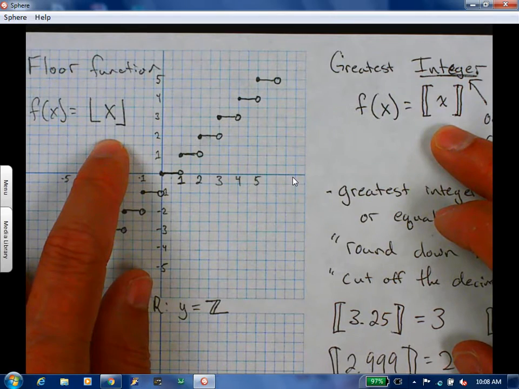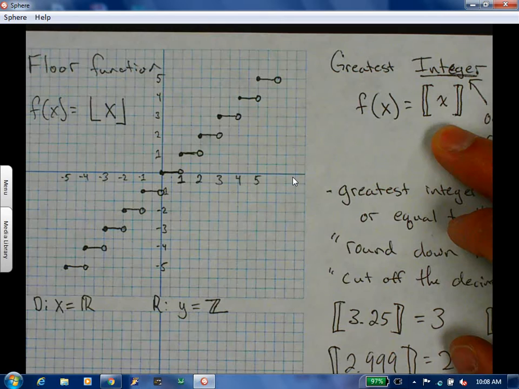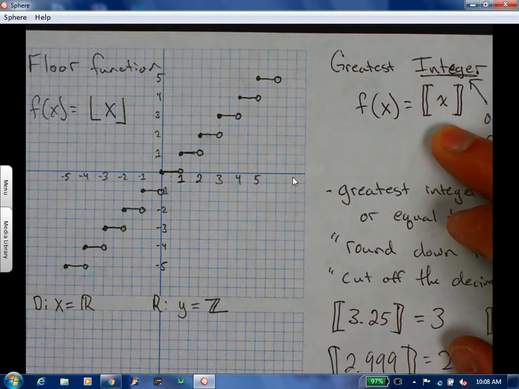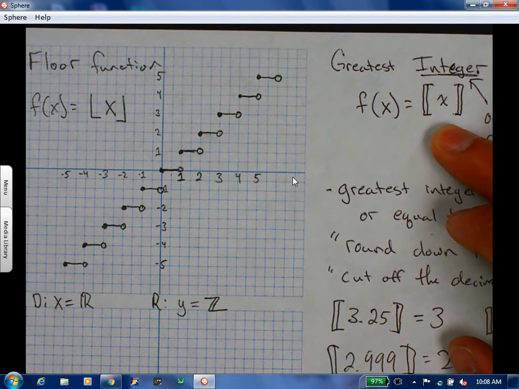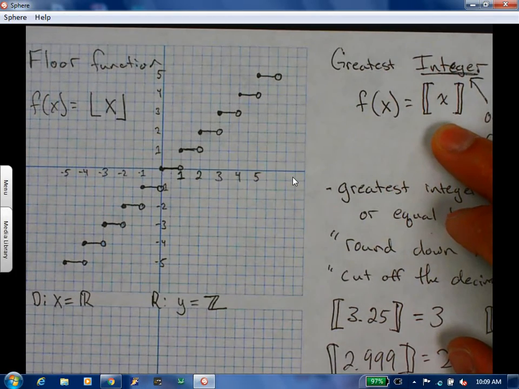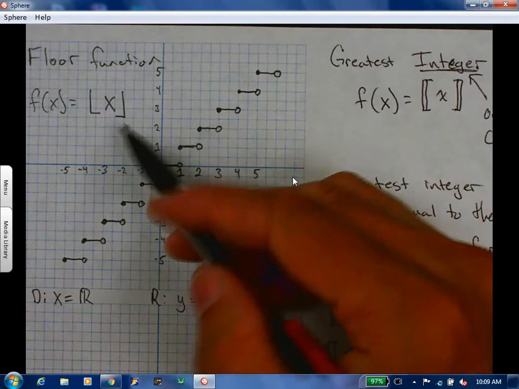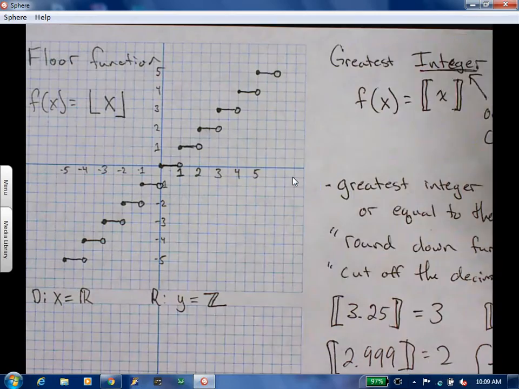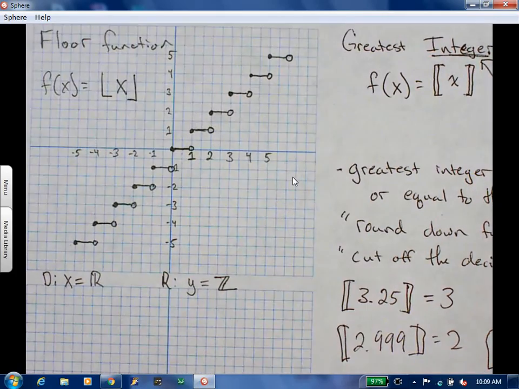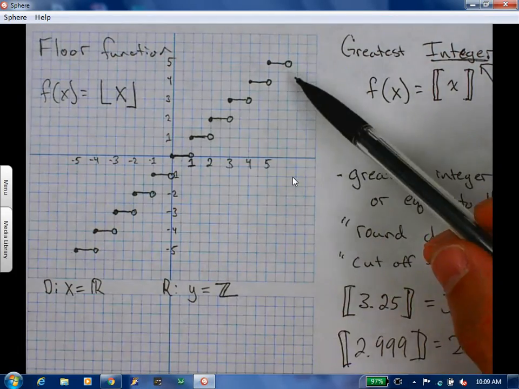Now, if there's a floor function, what's the opposite of the floor? There's also going to be a ceiling function. So what do you think the ceiling function does? Rounds up. It's the only difference. Instead of these ticks down here, they'll be on top. So this is the parent function for the greatest integer or the floor function.